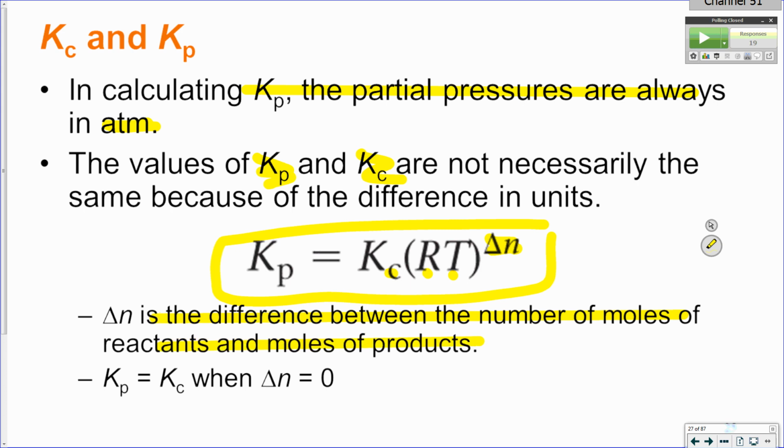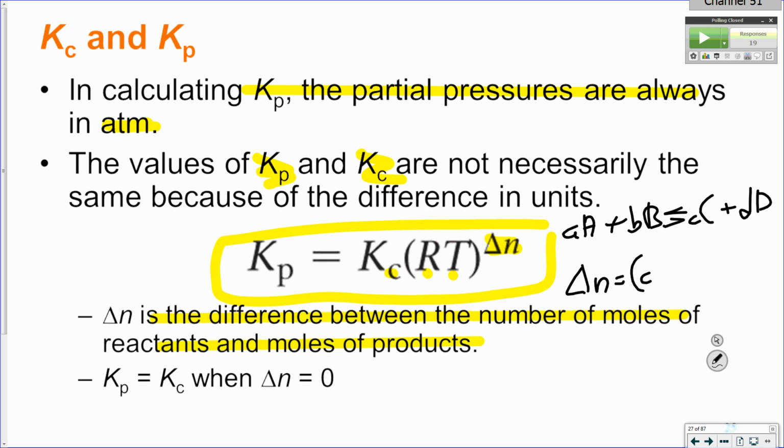So it's the summation. If we looked at our previous reaction, where it was little a of A plus little b of B yields little c of C plus little d of D, delta N would be products minus reactants. It would be little c plus little d minus little a plus little b. That's what delta N is.